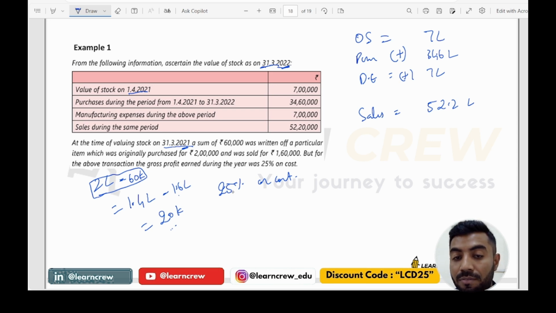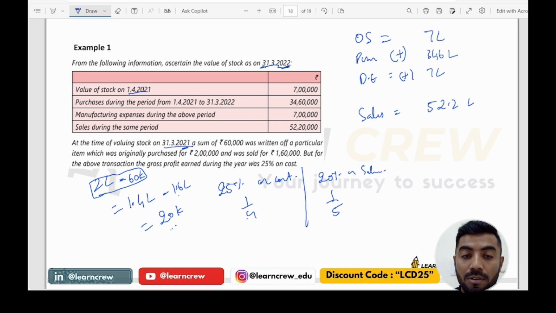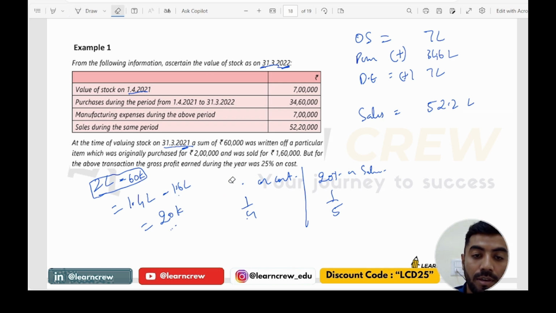So there's one more concept as well. If it is 25% on cost, that is something like 1/4. It will be 20% on sales, that is something like 1/5. If it is 1/4 on cost, it will be 1/5 on sales. Since the sales is easily identifiable, we'll go with sales. We'll take 20% on sales.